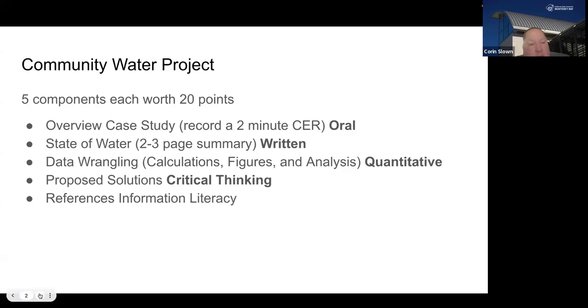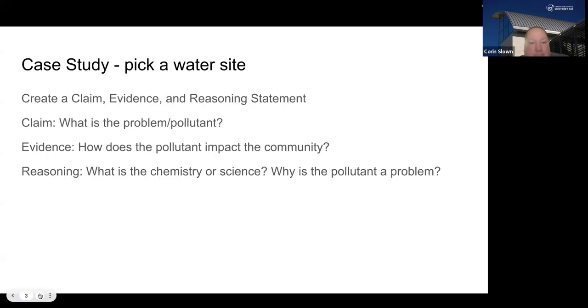The next component is a state of water. So this is a 2 to 3 page written summary where you talk a little bit about the state of water in that physical place. Then there is data wrangling. So this is where you have calculations or figures, you show an analysis. That's your quantitative reasoning. And then we have your proposed solutions. This is where you're doing some critical thinking about, well, how do we address that problem? And then the last piece is your references and information literacy. So we're going to talk about each of these in a little bit more depth just to make sure that you have a sense of the scope.